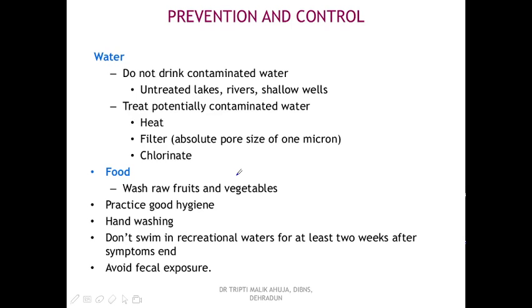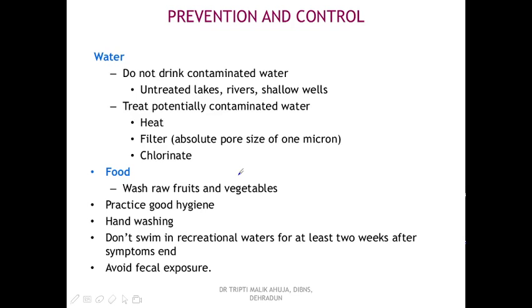For prevention and control, as it is transmitted by the consumption of water which is contaminated with the cyst, these cysts can either come from the asymptomatic carrier, from the patient, or it can also come from the animals. So we should not drink the water which is contaminated. So untreated water from the lakes, rivers, shallow wells should not be drunk. Water should be chlorinated by using chlorine treatment, or it should be filtered, or it should be boiled prior to drinking.